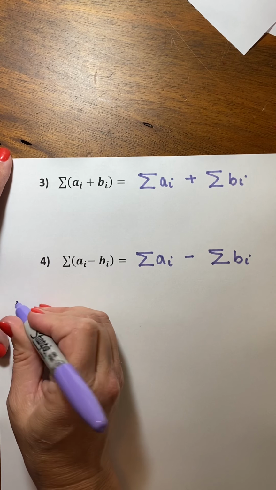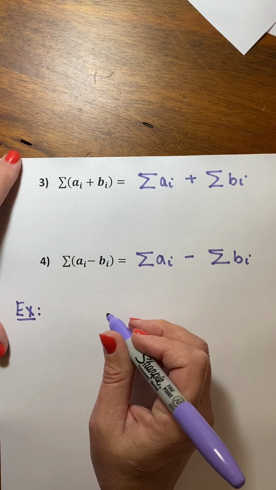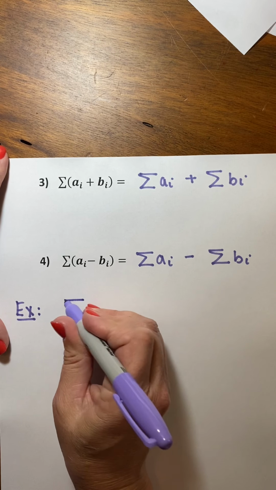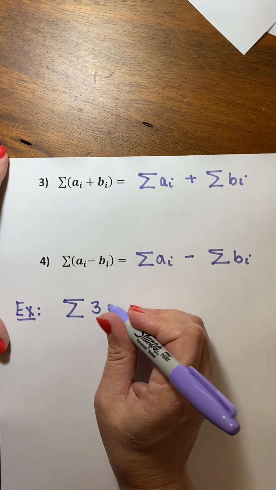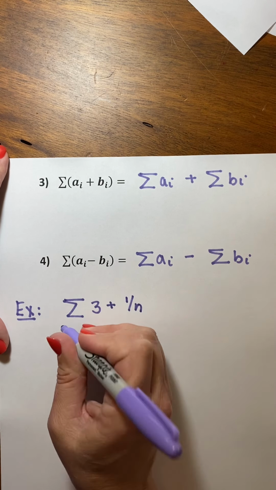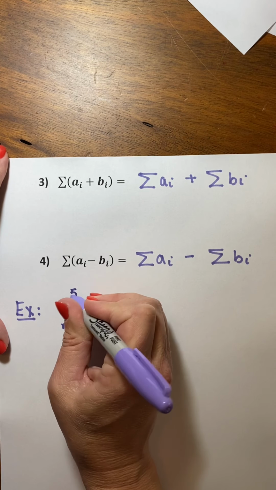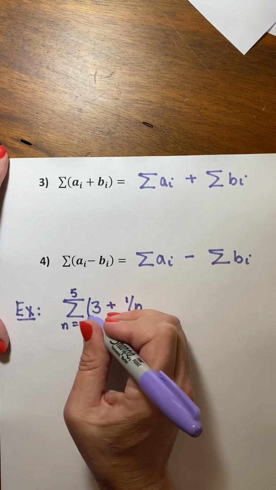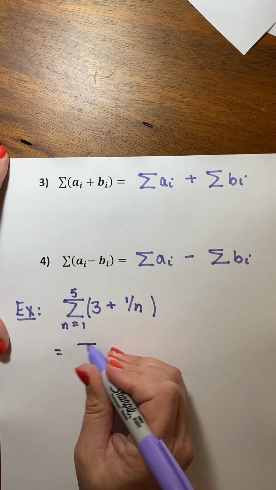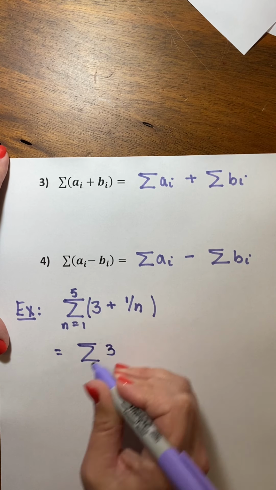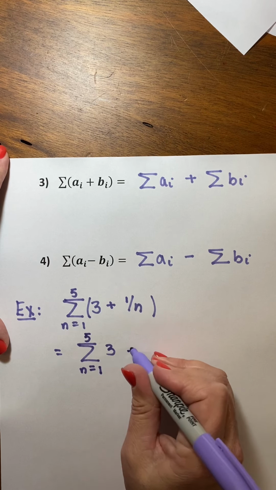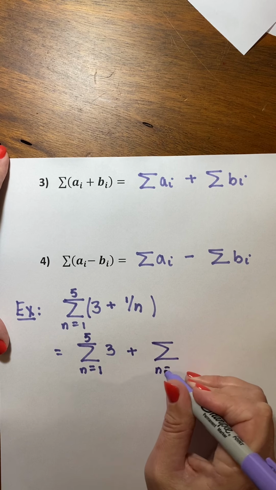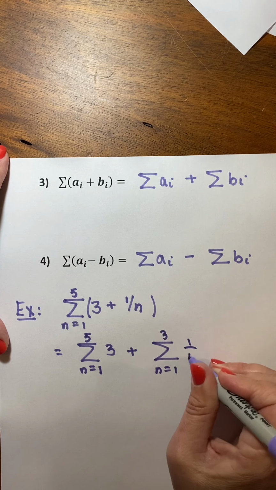So for example, if we wanted to do the series of 3 plus 1 over n, n equals 1 to 5, we could just do the series of 3 from 1 to 5, plus the series n equals 1 to 5 of 1 over n.